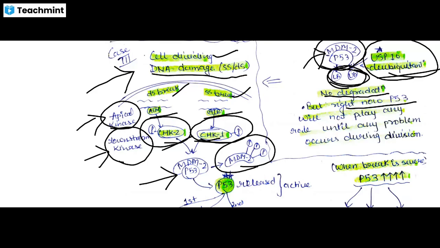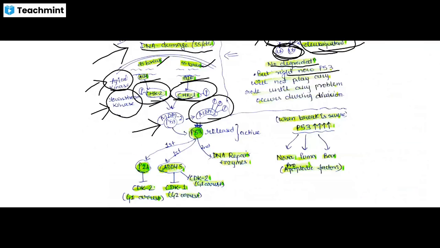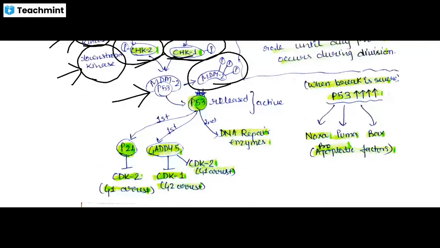Now MDM2 is phosphorylated, it releases P53. Now P53 is neither bound with ubiquitin nor MDM2. So P53 is now released, and released P53 is known as activated P53. Now P53 knows that some sort of damage has occurred, whether it is a single break or a double break. So what will be the first step? It will firstly stop the damage, then try to repair it, right? So firstly, it will stop the damage.